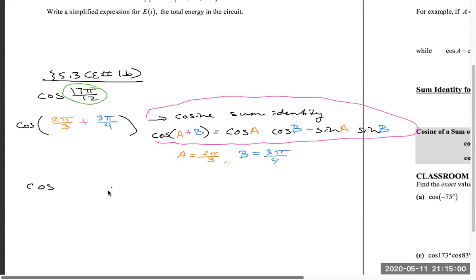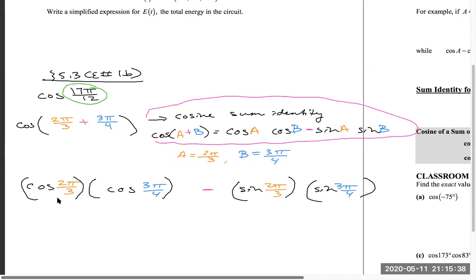So cosine, cosine, sine, sine. We're going to put the minus sign between. And then A, B, A, B. And then hopefully you can see this, but there's a multiply between. So you're actually going to be doing these multiplications before you do the subtraction.